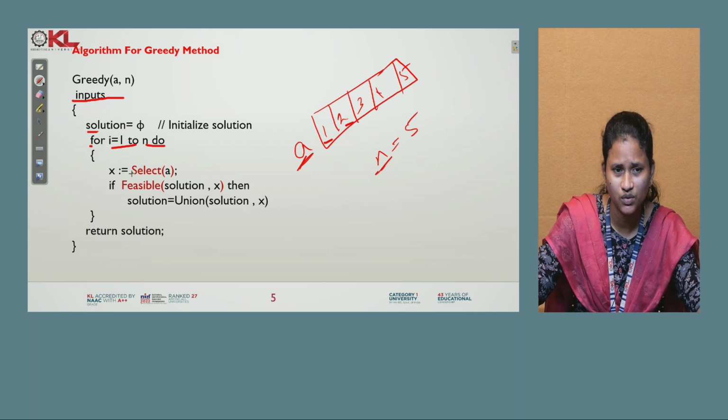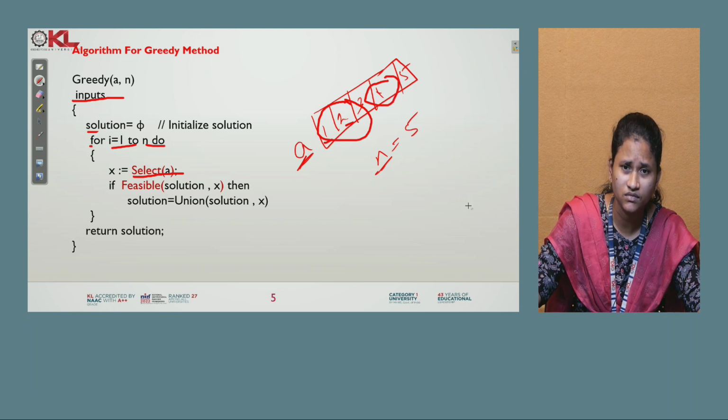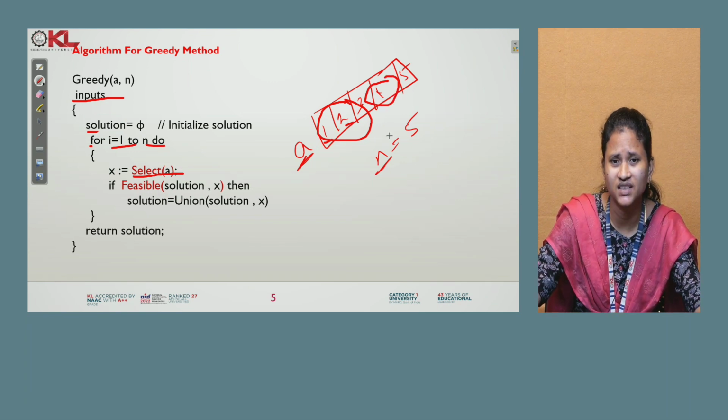So here x is equal to select of a. Select of a means from the array we have to select one element randomly. So we can take any input data from here. Either we can take 2 as input, 1 as input data, or 4 as input data. We can select any random data.